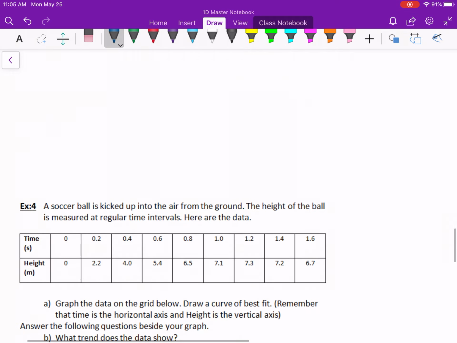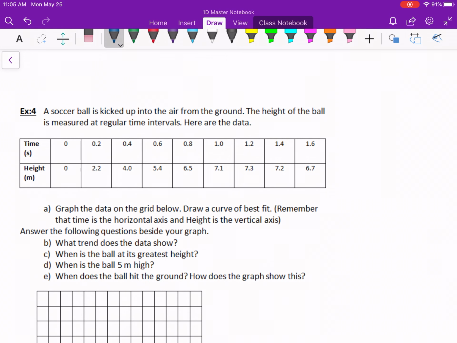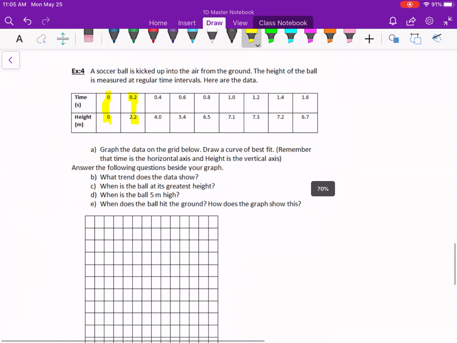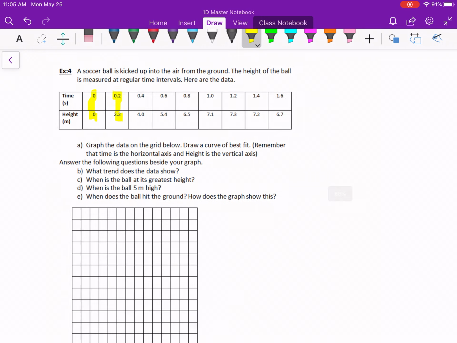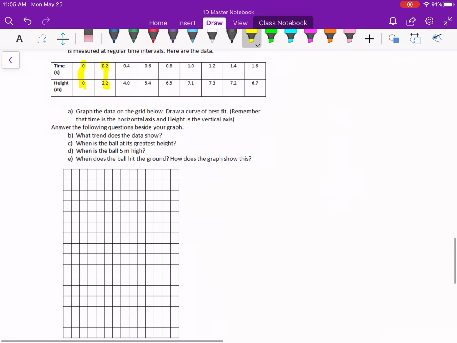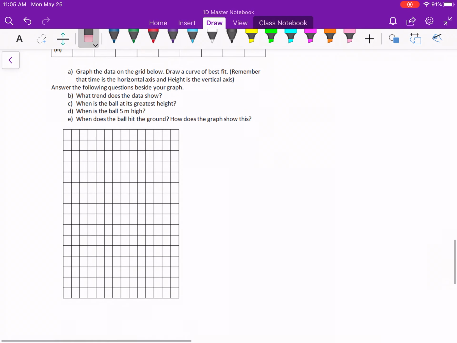The last one, the soccer ball, kicked up into the air from the ground. The height of the ball measured at regular time intervals. So these are ordered pairs, right? Here's an ordered pair, here's an ordered pair. So we need to graph this data and draw a curve of best fit. We can imagine what this graph is going to look like. I mean, picture a soccer ball kicked in the air, and it's time versus height. What do you think the graph's going to look like? Well, we've all seen gravity at work. It's going to go up, and it's going to come back down. And so we have an idea of what the graph's going to look like.